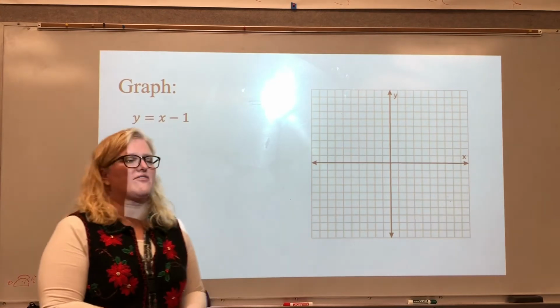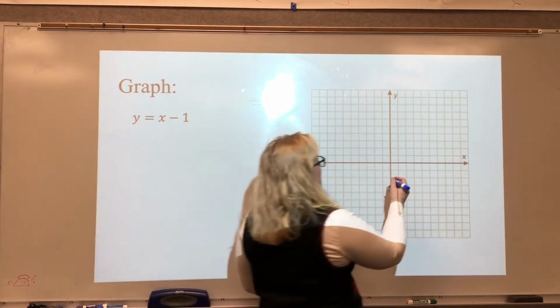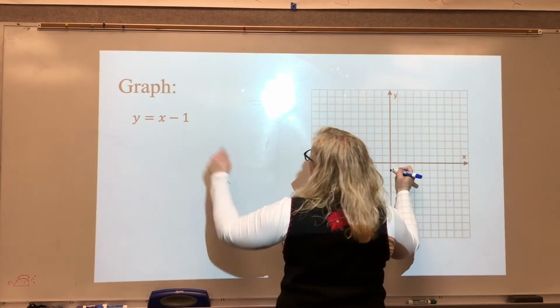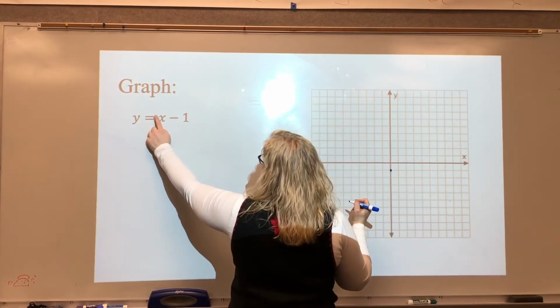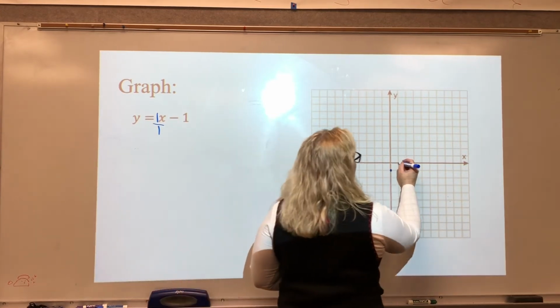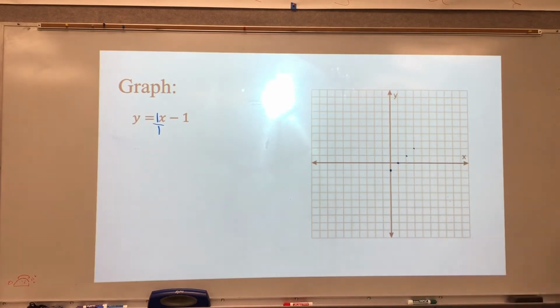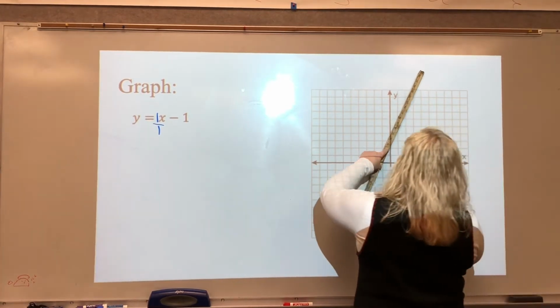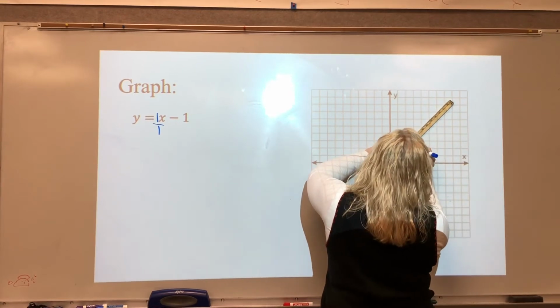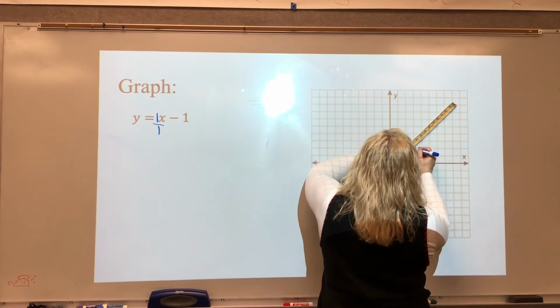Okay, so let's graph this. We have y equals x minus 1. So I have -1, and my slope is 1, which is saying 1 over 1. So I go up 1, over 1, and I keep going that way. And so here is my line. And if you're still having trouble knowing how to graph a line, please come see me, because it is really critical that you know how to do that.